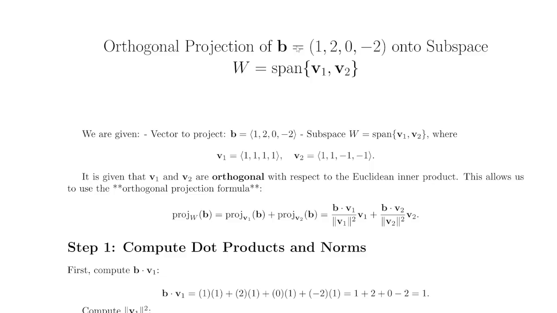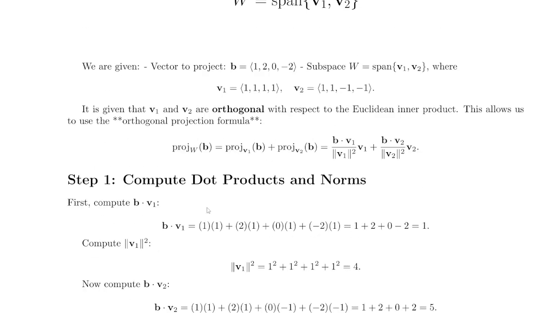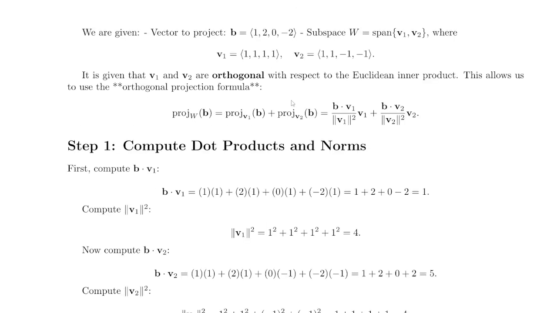The first thing is to find b dot v1. b is given to us as (1, 2, 0, -2), and v1 is just all ones. So this is what we're calculating here. Do the dot product and we get that it's equal to 1. Now we want to compute the magnitude of v1 squared, which is just the magnitude of v1 without the square root. So it's just the sum of the squared components. That's going to be all the 1 squared and then add it up, which is 4.